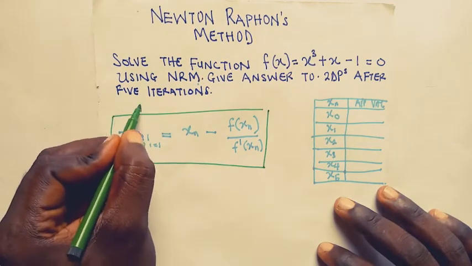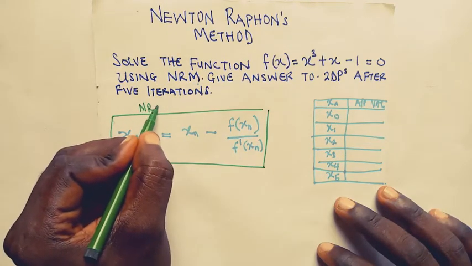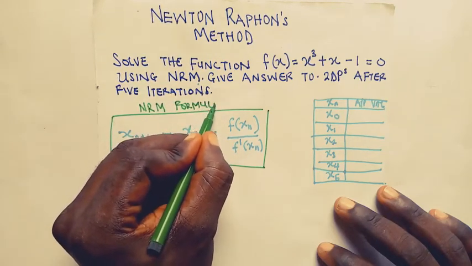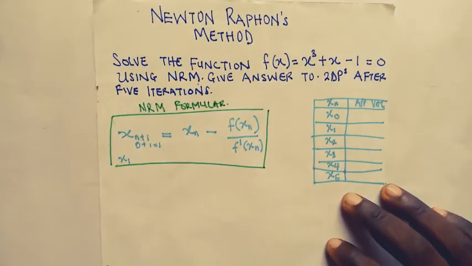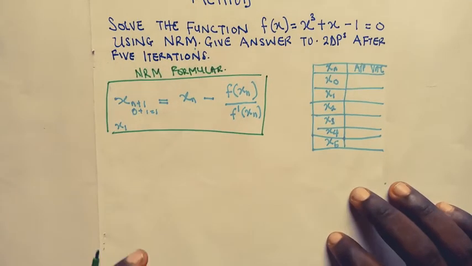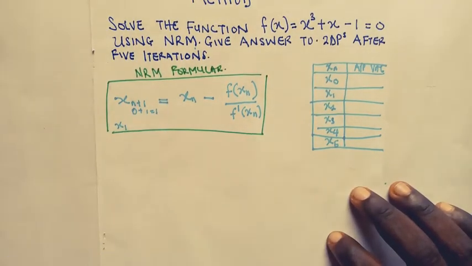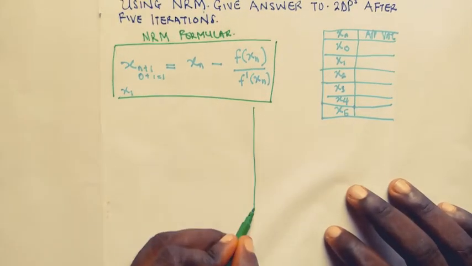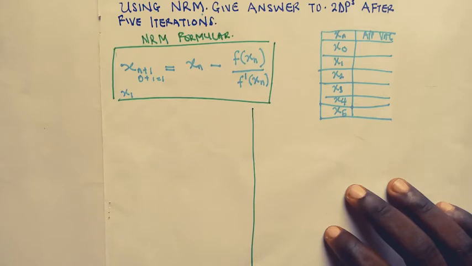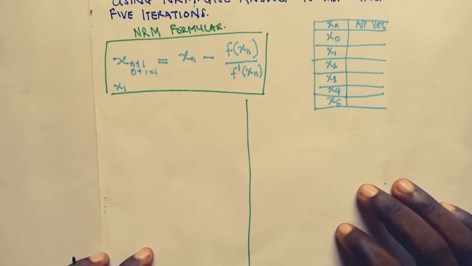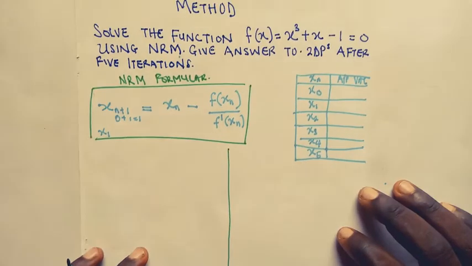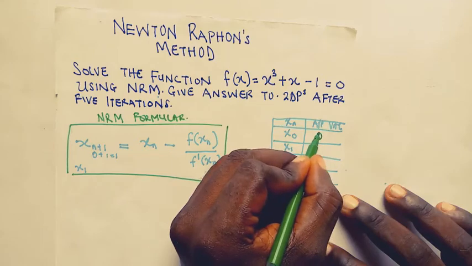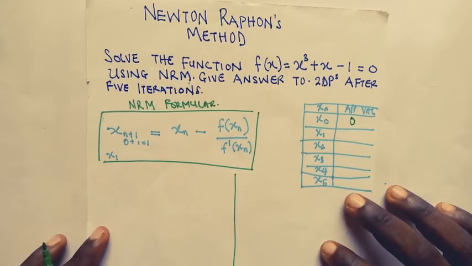We call this the Newton-Raphson method formula. So this is what we're going to be using iteratively to achieve the aim. Permit me to split this page into two so I can have more space to work. And then where I'm going to start from is that I'm going to assume my x naught to be equal to 0.